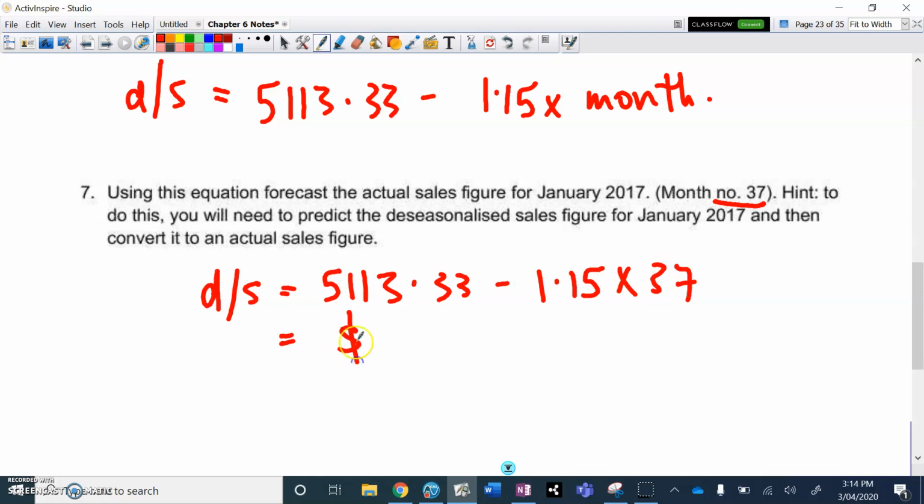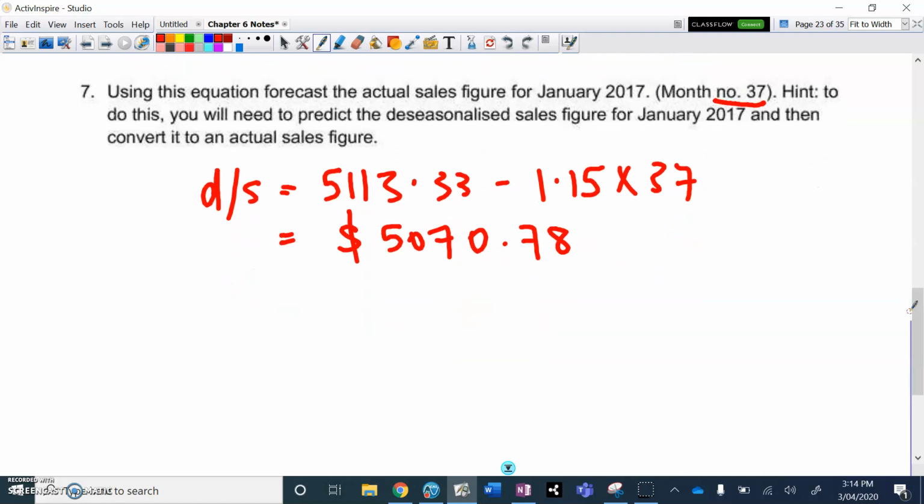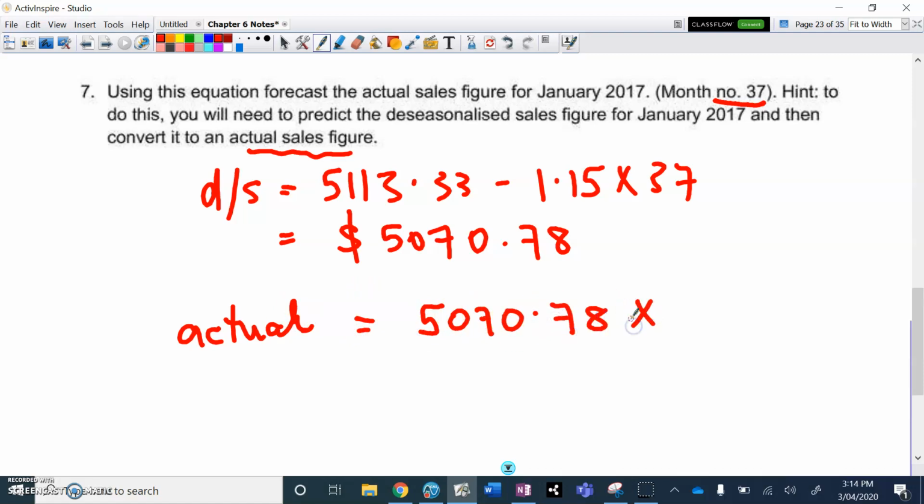So your deseasonalised figure is $5,070.78. But that is not the actual figure, that's the deseasonalised figure. You want to find the actual sales figure, so you then need to do one more calculation. So the actual sales figure is going to be what you calculated for your deseasonalised figure, multiplied by the seasonal index for January, which was 1.74. And that'll kind of correct it back to what it should have been in its actual form. And when you do that calculation, the actual sales figure for January in 2017 predicted is $8,823.